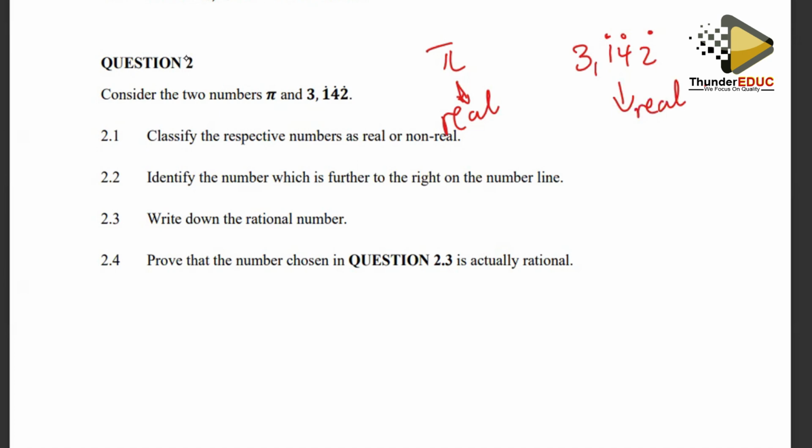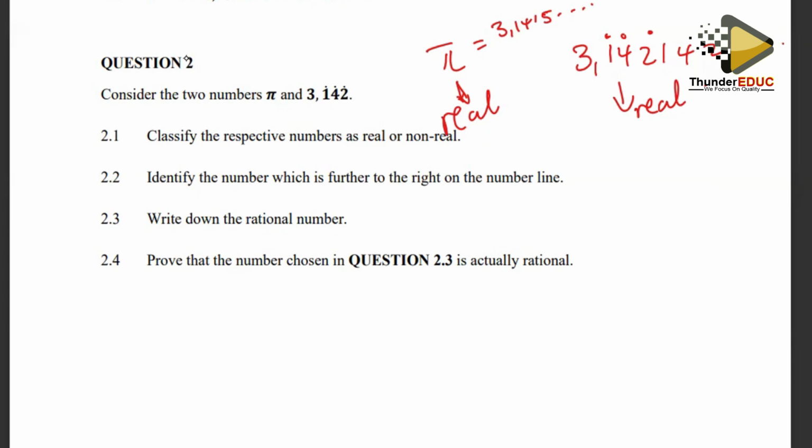Then identify which number is further to the right on a number line. All right. So what you can notice is that this is 3.142, 142, and so on and so on, okay? When you punch pi into the calculator, you're going to get 3.1415, and so on and so forth, okay? So 1415, and then it continues. So if you round it off, that's when you get the 3.142.